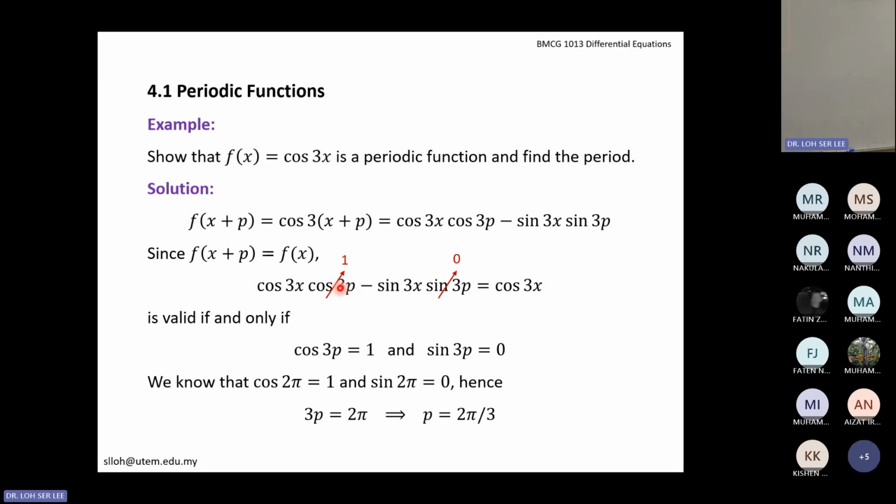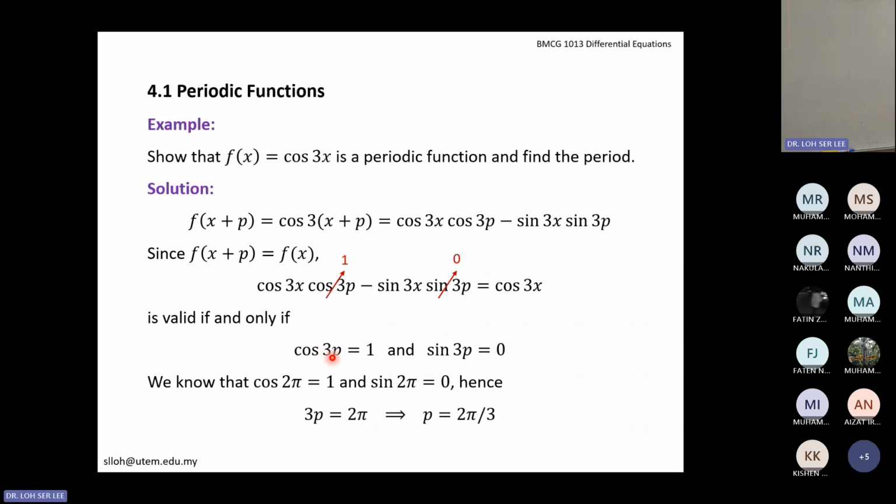Because this is P and we want to find the value of P, we'll say that this is a parameter. This parameter should be 1 and this one should be 0 in order for this to equal cos 3x. So now cos 3P is 1 and sin 3P is 0. To get P, this is a cos function, and a cos function gives 1 when the angle is 2 pi.